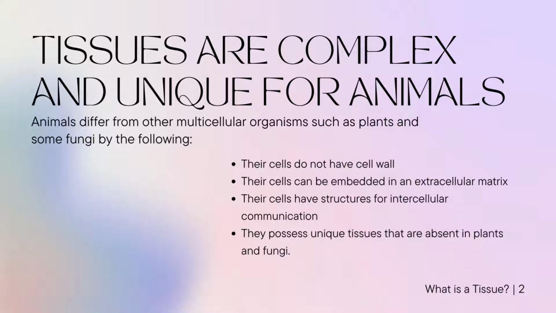Tissues are complex and unique for animals. Animal tissues are very specific to animals only, and they differ from other multicellular organisms such as plants and some fungi by the following characteristics. So as we all know, the cells of animals do not have a cell wall, unlike plants and fungi that have cellulose and chitin cell walls respectively. Our animal cells don't have any cell wall but a cell membrane to protect the cell.